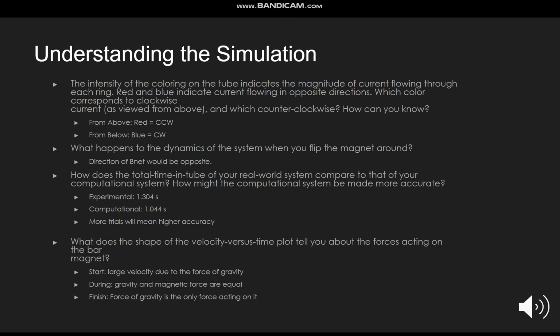How does the total time in the tube of your real world system compare to that of your computational system? How might the computational system be made more accurate? We had an experimental time of 1.304 and a computational time of 1.044, and more trials will mean higher accuracy in this case. What does the shape of the velocity versus time plot tell you about the forces acting on the bar magnet? At the start, there is large velocity due to the force of gravity. During the fall, gravity and magnetic force are equal, and at the finish, the force of gravity is the only force acting on it.